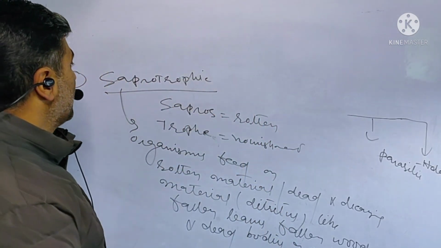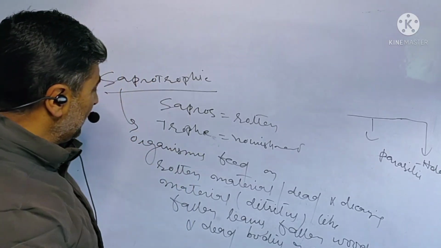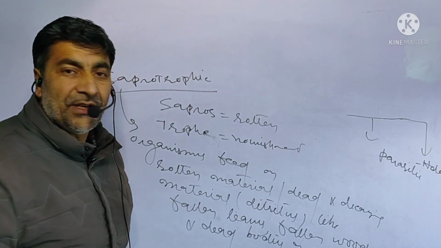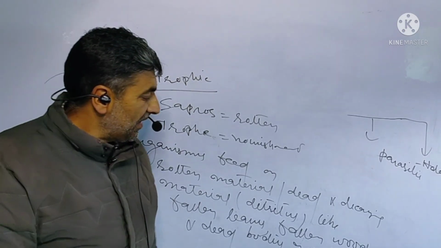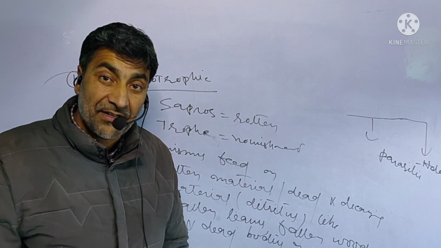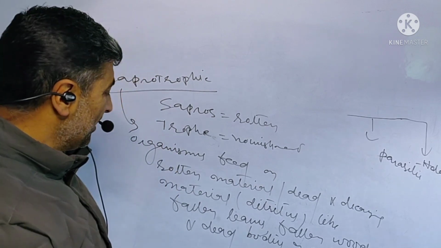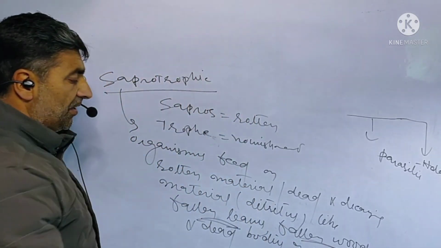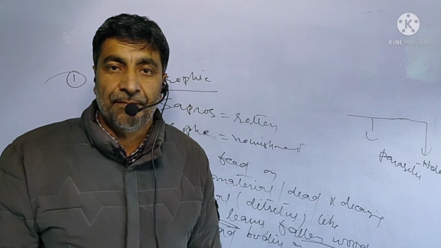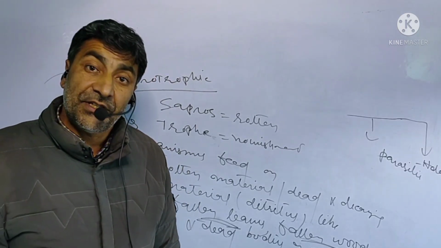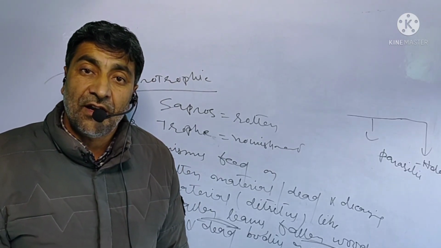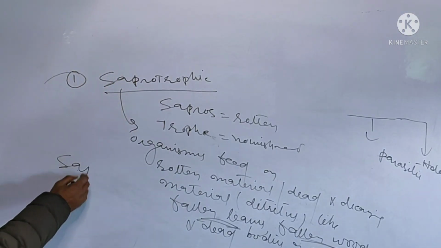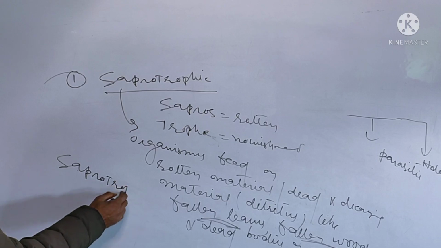In saprotrophic nutrition, organisms feed on rotten material, dead and decaying material, that is called detritus. Detritus is the dead and decaying material, like fallen leaves, fallen wood, dead bodies of animals. The organisms showing this type of nutrition are called saprotrophs.